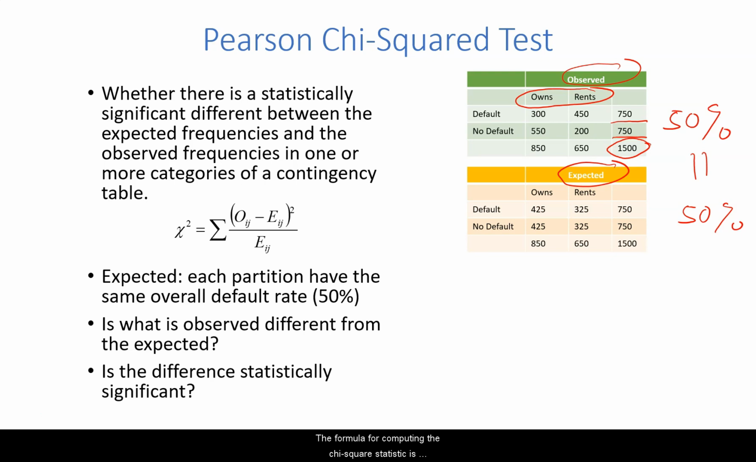The formula for computing the chi-square statistic is displayed in this slide. To compute the chi-square statistic, you compute the squared differences between the frequency values in the observed table and the expected table, divided by the frequency values in the expected table. The sum of the values is the chi-square statistic. I will show you how to perform the calculation and interpret the results in the next slide.